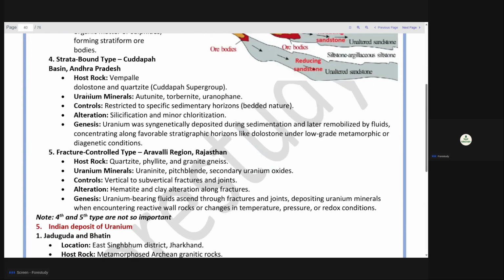Now we have the strata-bound type of Kadapa Basin, Andhra Pradesh. So host rock is Vempalle Dolostone and Quartzite, Vempalle Quartzite, Cuddapah Supergroup, if you remember our Indian stratigraphy class. So uranium minerals are autunite, torbanite, and uranophane.